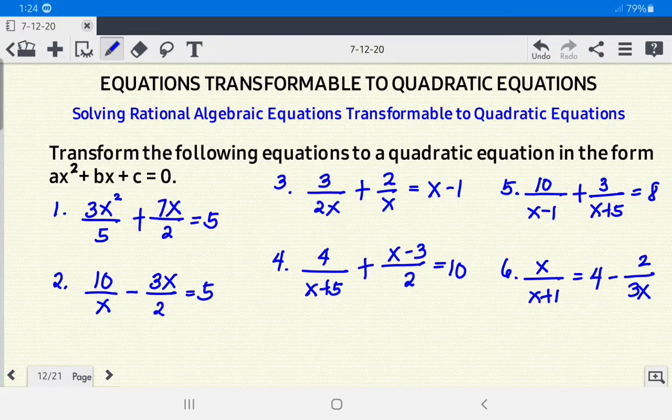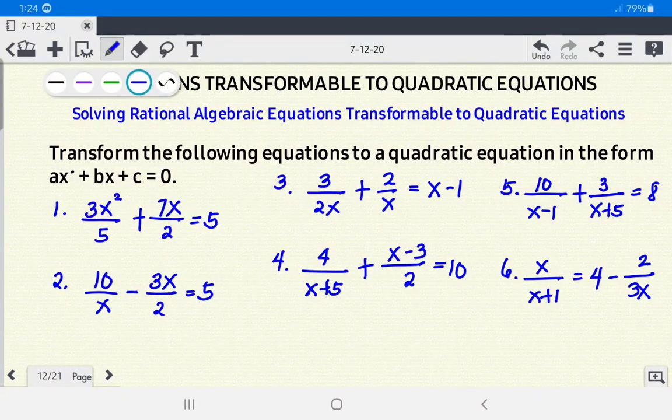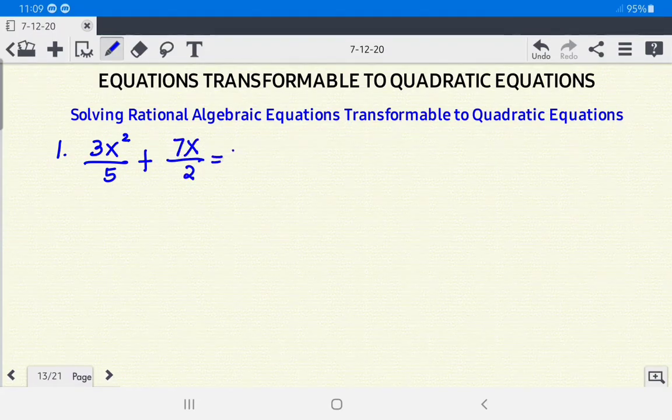So these are examples of rational algebraic equations that can be transformed to quadratic equations. For our direction, we're going to transform the following equations to a quadratic equation in the form ax squared plus bx plus c equals 0. Okay, number 1, we have 3x squared over 5 plus 7x over 2 equals 5.